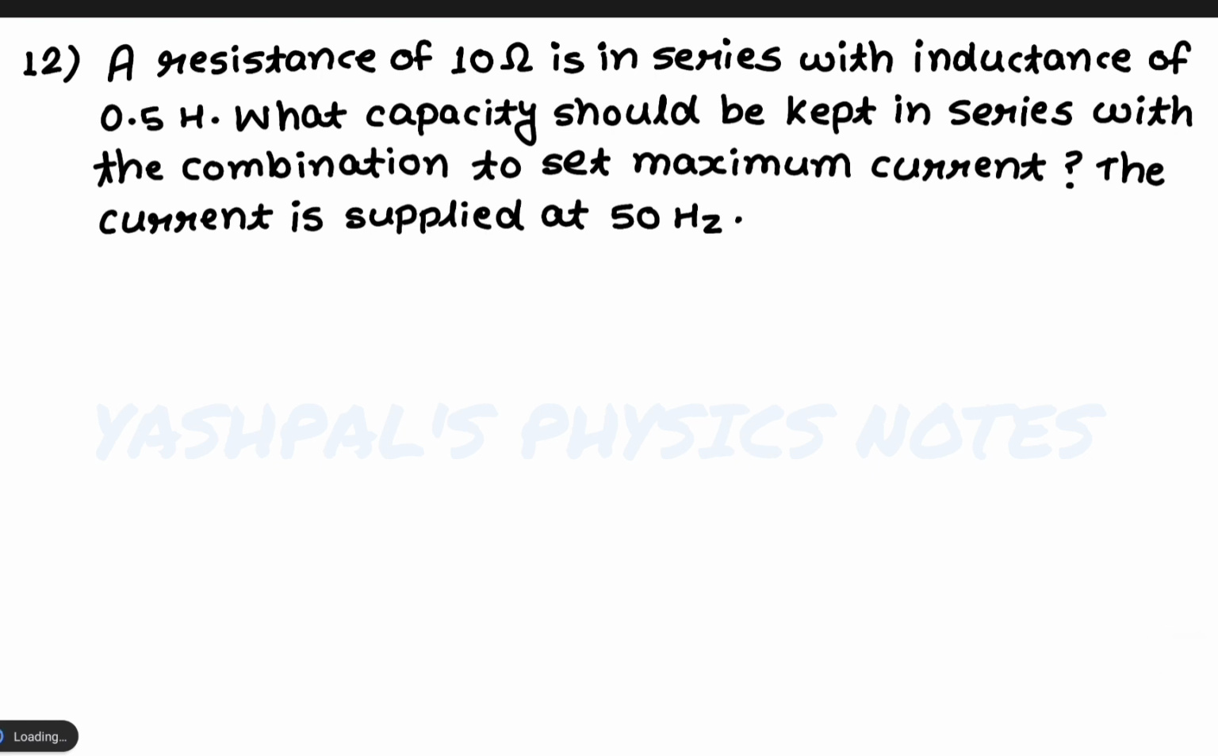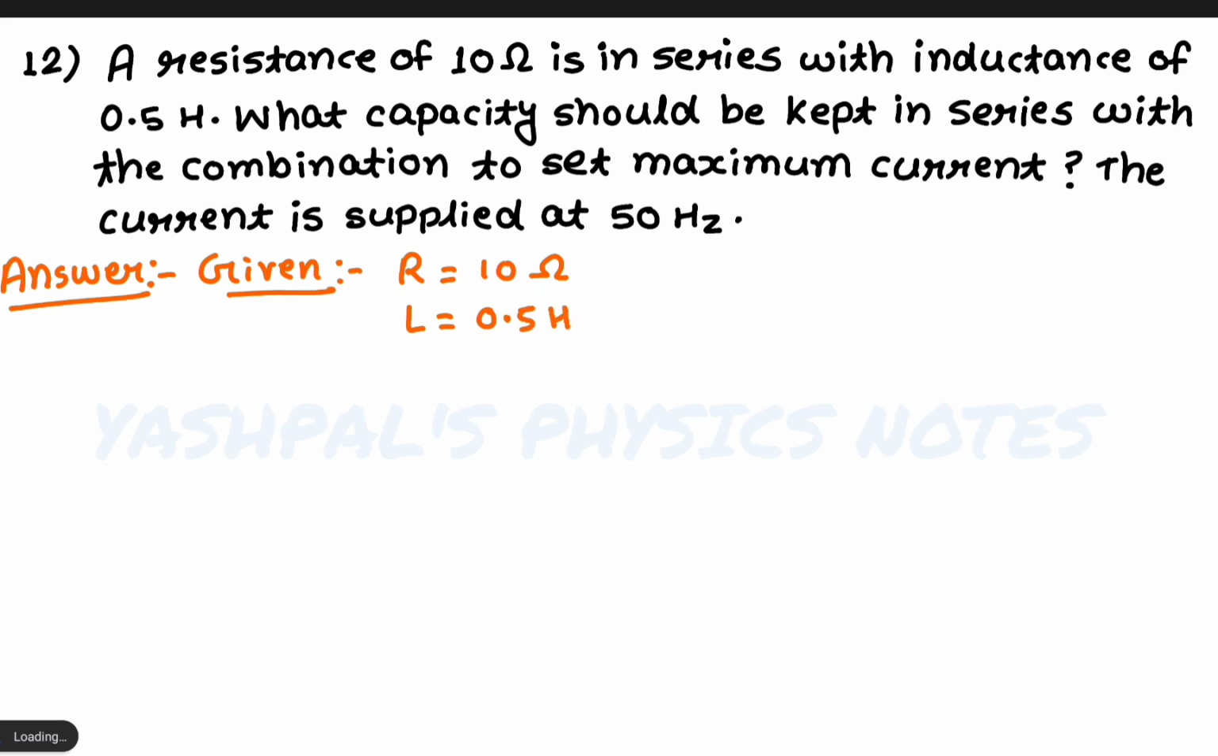A resistance of 10 ohm is in series with inductance of 0.5 Henry. What capacity should be kept in series with the combination to set maximum current? The current is supplied at 50 Hertz. So write out the given data. What is given? Resistance is equal to 10 ohm, in series with inductance L, 0.5 Henry. It is in standard form, no need to convert it.